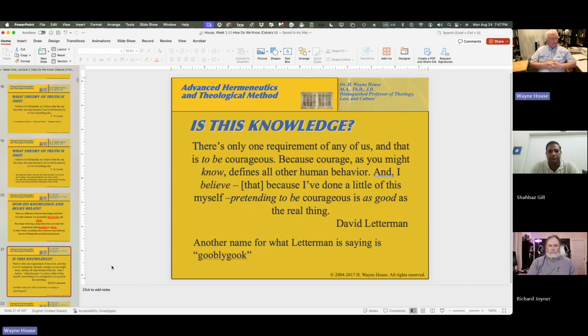There's only one requirement. I love these. Oh, you know who David Letterman is? Anybody? Okay, he's really big in Pakistan. Years ago, he had a program at night. David Letterman, ready? There's only one requirement of any of us, and that is to be courageous. Because courage, as you might know, defines all other human behavior. And I believe that because I've done a little of this myself, pretending to be courageous is as good as the real thing. That is an actual statement out of David Letterman. This may be why he's not any longer on the television.